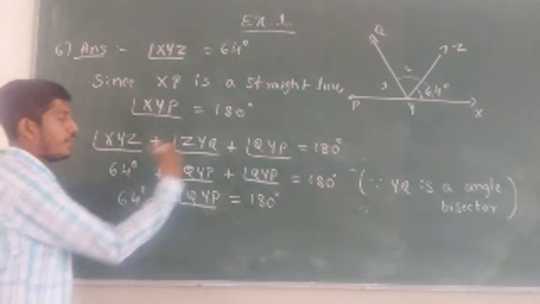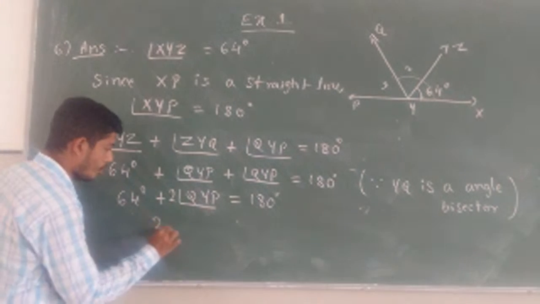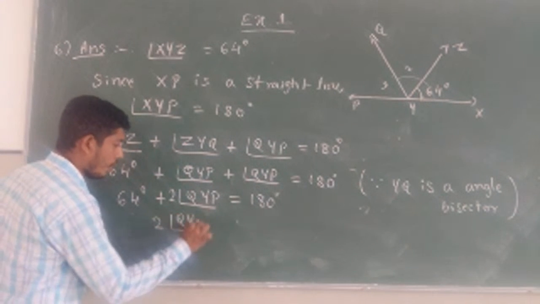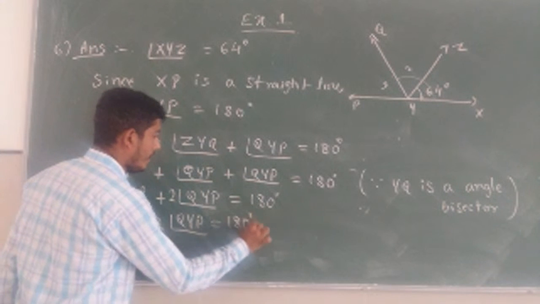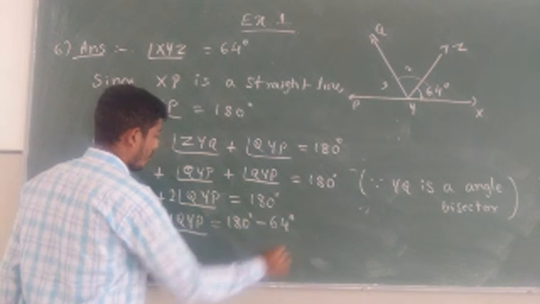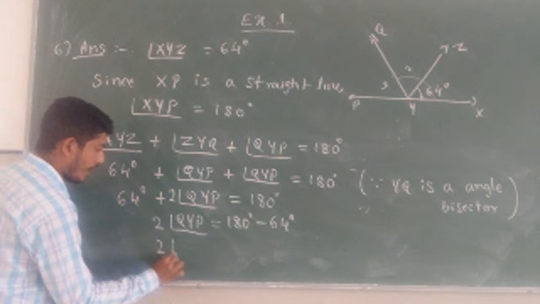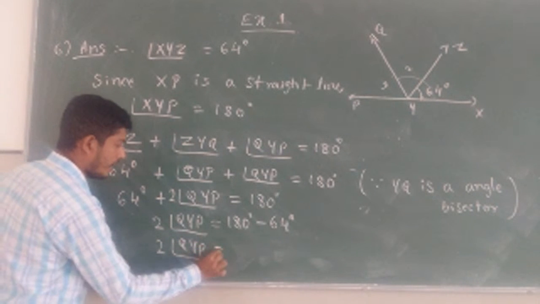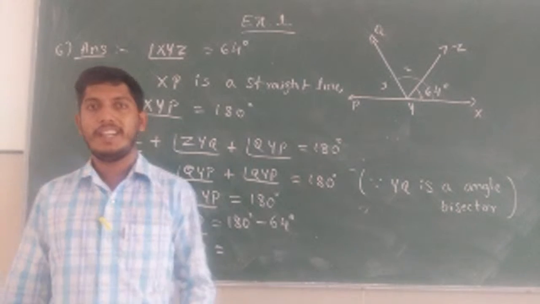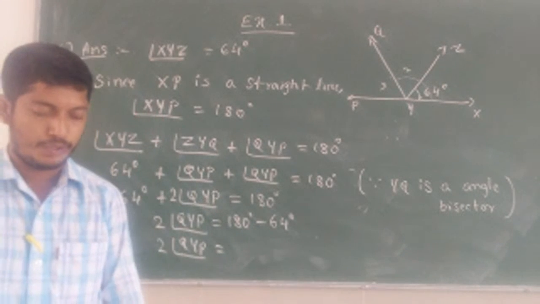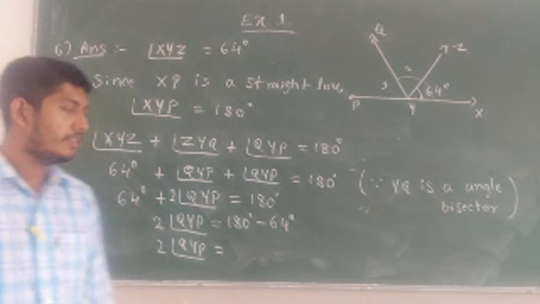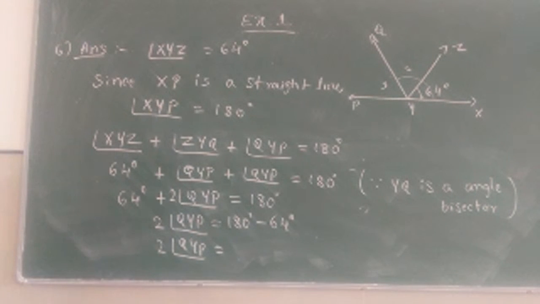Then I take this 60 to the other side and it becomes 2 times angle QYP equals 180 degrees minus 60. That means 2 times angle QYP equals, comment the answer, 180 degrees minus 60 is how much? Fast. 180 minus 60. Comment the answer fast.